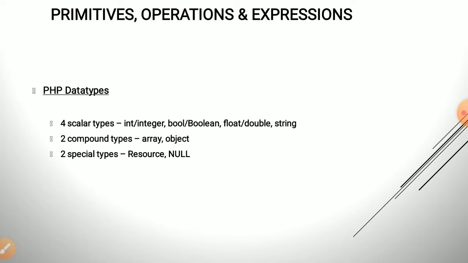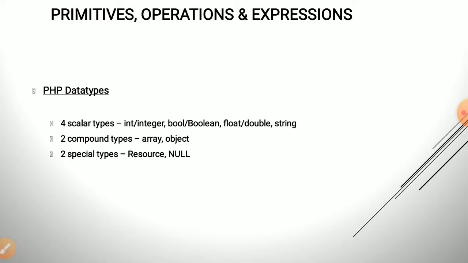Third one is double. Double and float represent real numbers. Double literals can include a decimal point and an exponent or both. Okay. And fourth one is string. String represents text enclosed in single quotes or double quotes. In a single quoted string, escape sequences and variables are not substituted for their names, but in a double quoted string, variables are substituted with their values.